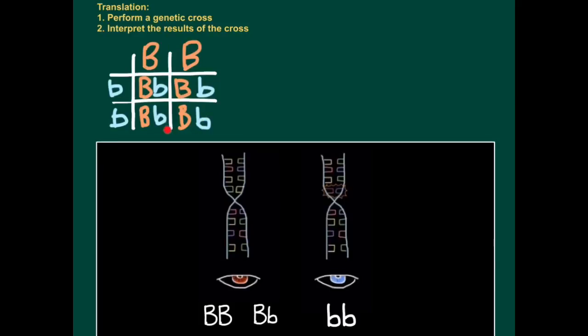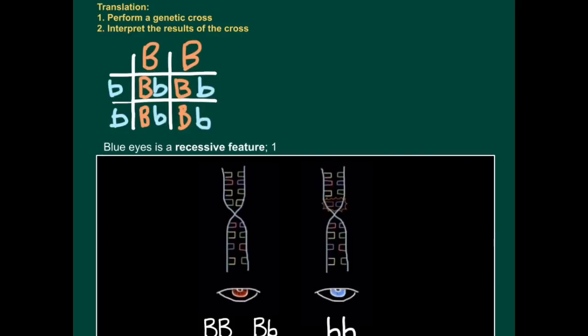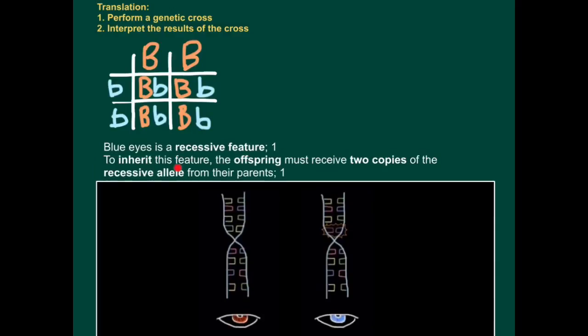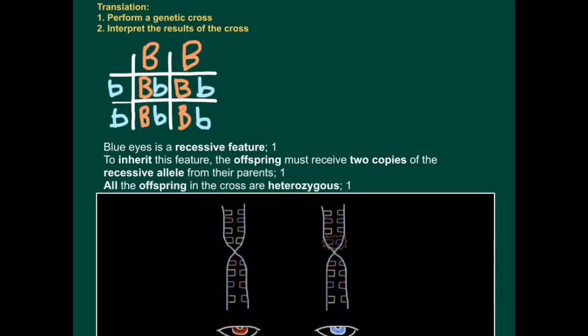So now we have to talk about this cross. Well, firstly, we have to acknowledge that blue eyes is a recessive feature. And to inherit a recessive feature, the offspring, the child, must receive 2 copies of the recessive allele from their parents. So this explains why none of these will be blue-eyed, because none of them have 2 copies of the blue allele. So I know that they're all brown-eyed, so all the offspring in the cross are heterozygous.